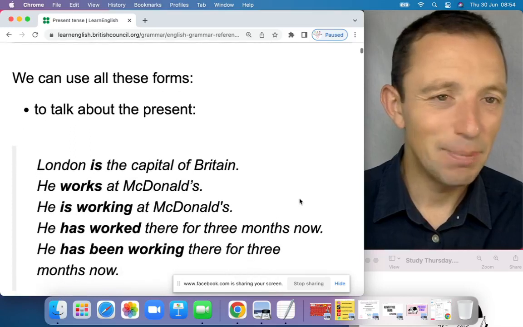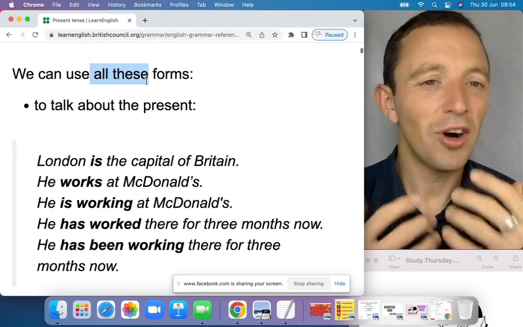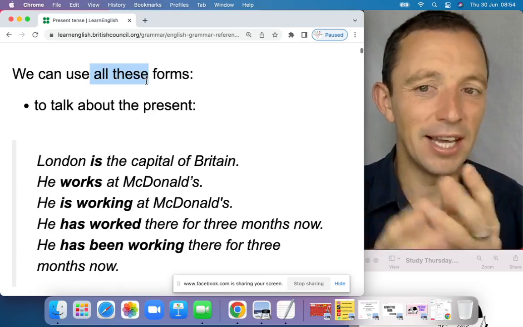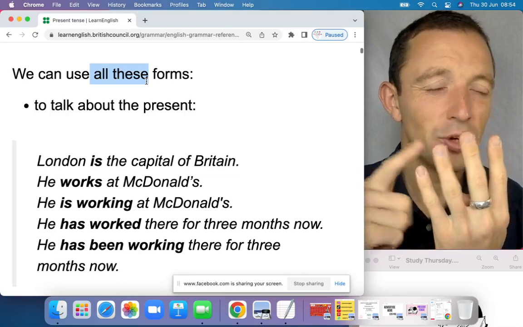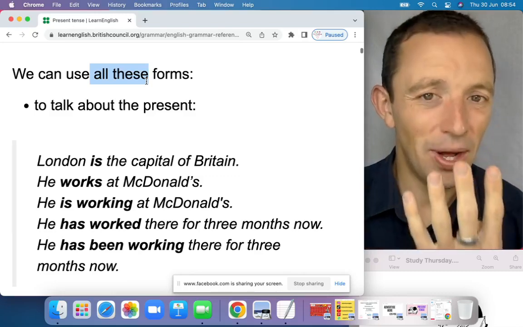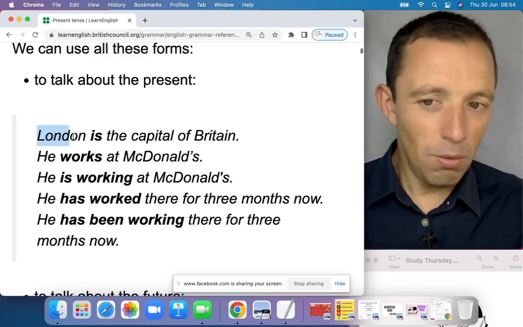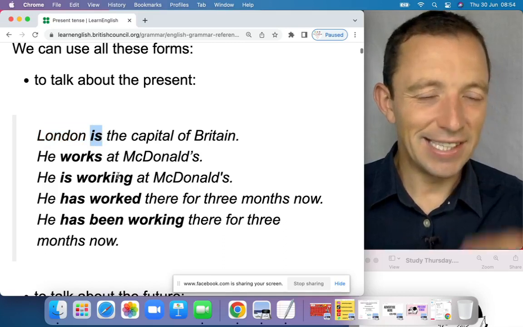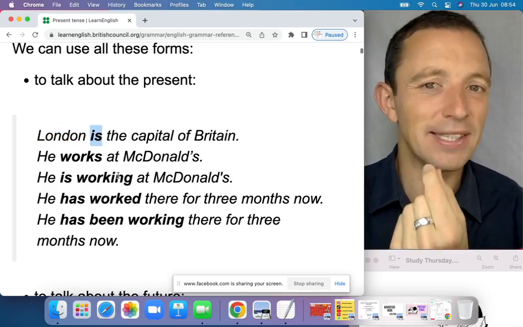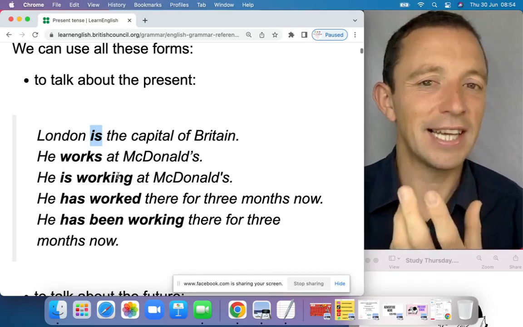Next, it's possible to use all the 4 to talk about the present naturally. So when we speak about the present, the 4 forms, simple, continuous, present perfect, present perfect continuous, are all possible to speak about the present. For example, London is the capital of Britain. This is the present simple. London is the capital of Britain.